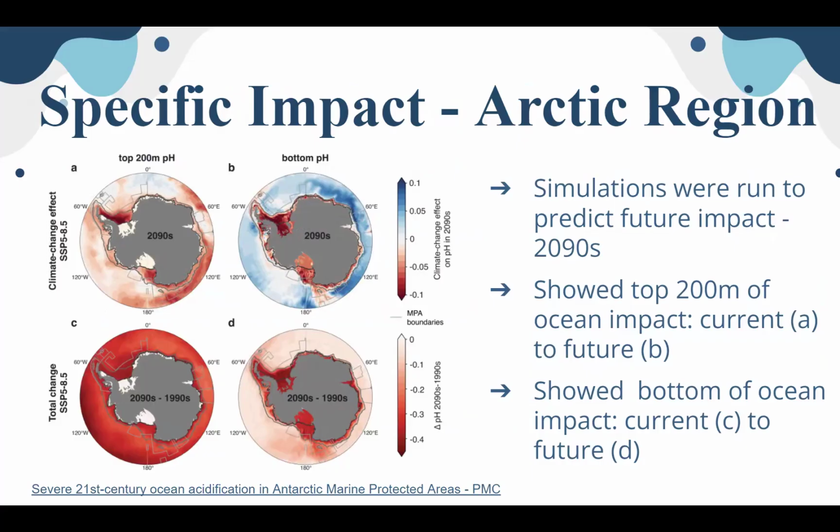Our research also looked at specific simulations for the Arctic and Antarctic regions. These polar waters are particularly impacted because colder water absorbs CO2 more easily. Simulations for the 2090s show that the top 200 meters of our ocean will see drastic shifts in pH levels. This is showing us that the most remote parts of our planet are often the first to feel the heaviest impacts.